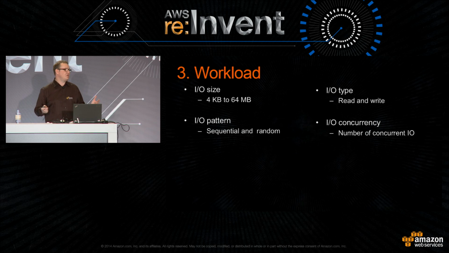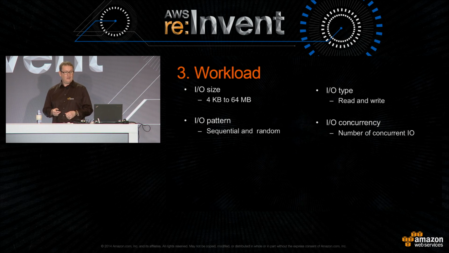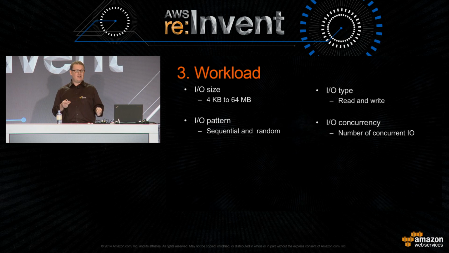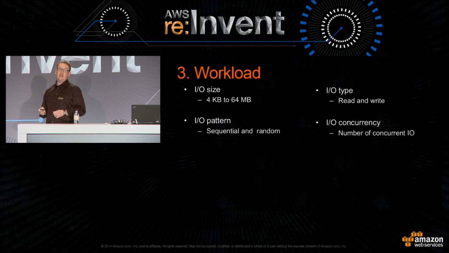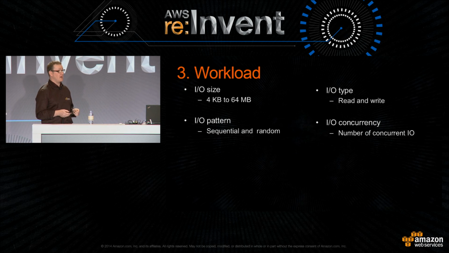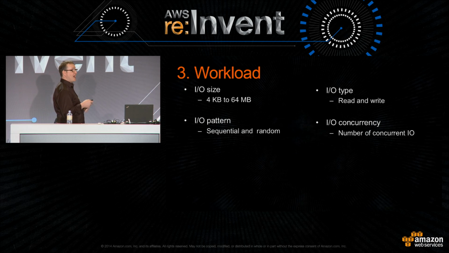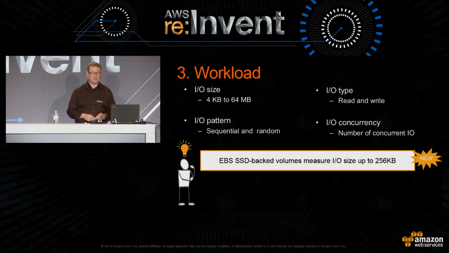What kind of I/O pattern are you going to be sending to EBS? Is it going to be sequential or random? What kind of reads and writes are you going to be sending down? And then the I/O concurrency. Now, I/O concurrency has a direct correlation to things like queue length and queue depth. How much I/O you're able to have actually running against these devices. And we'll spend quite a bit of time talking about that in a second.